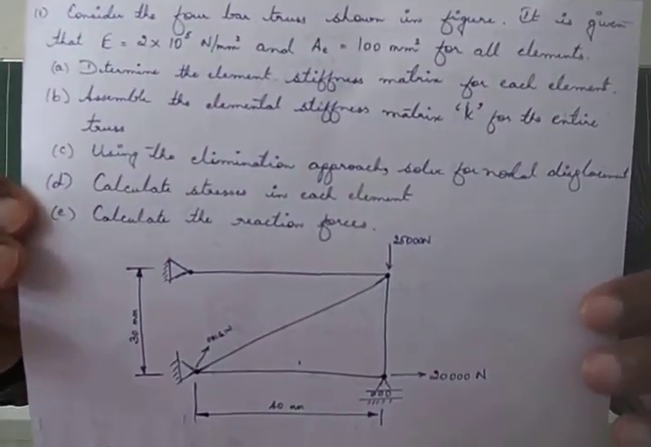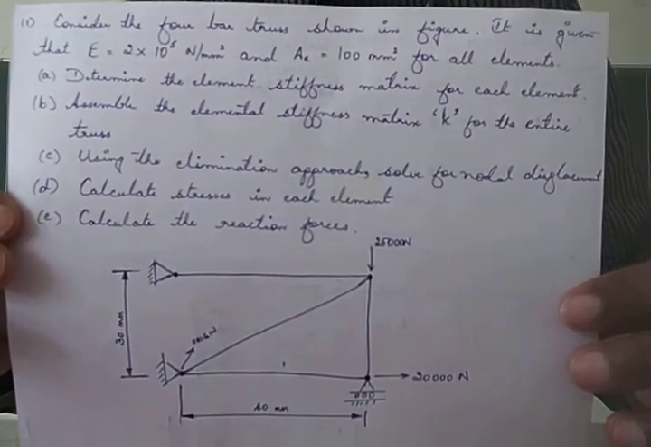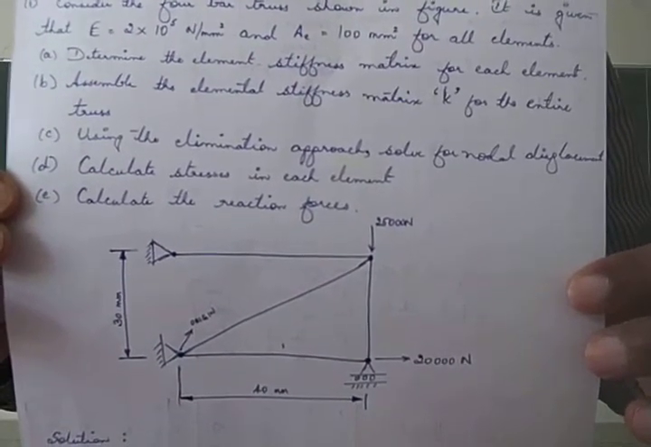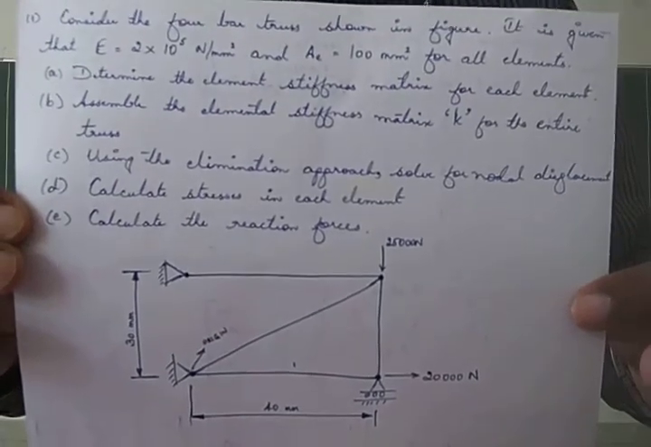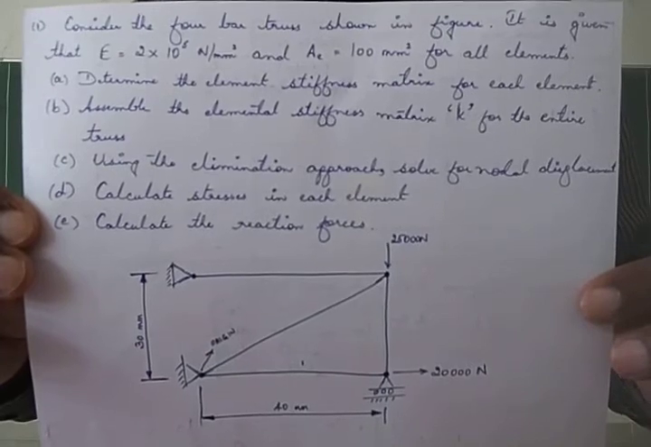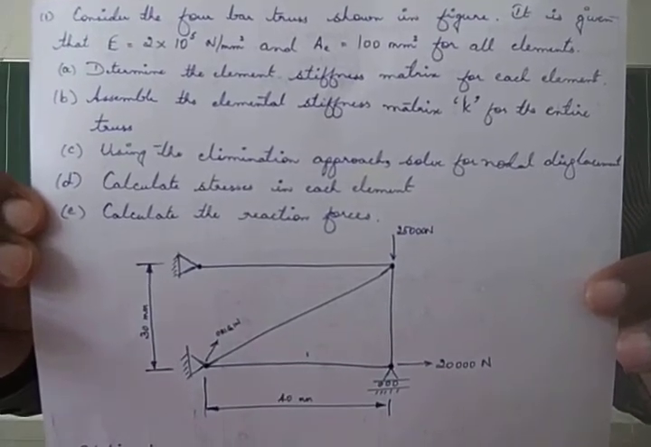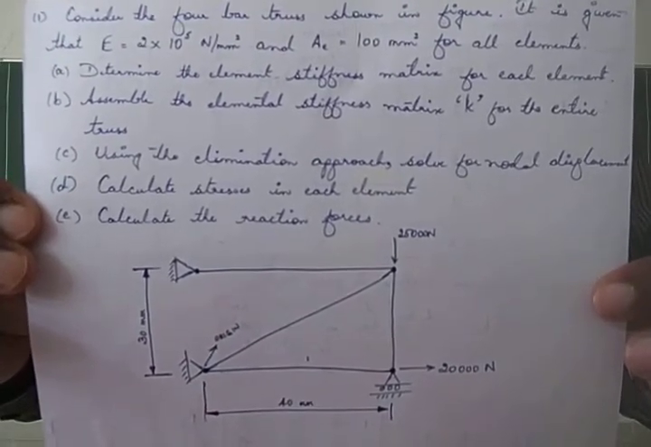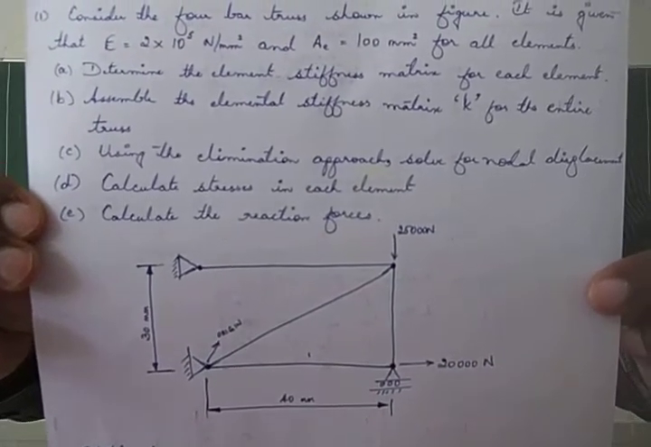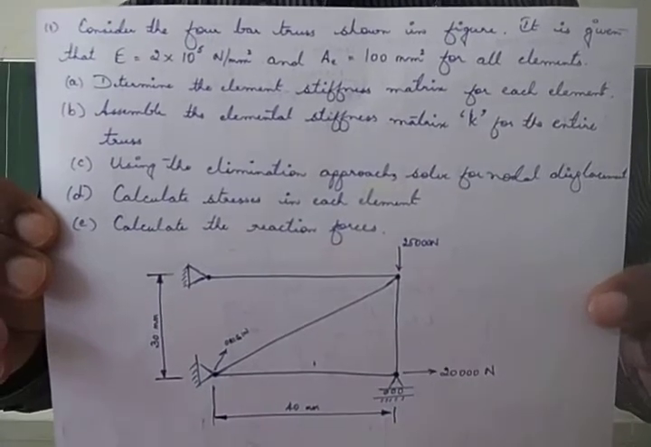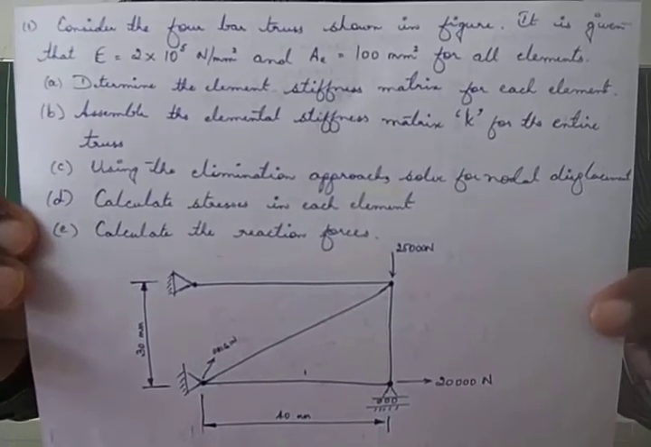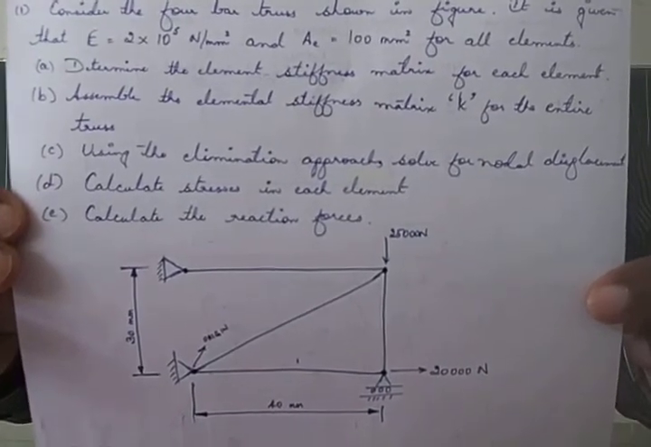Okay. So this is the question. This is a truss element comprising of 4 elements, and the cross sectional area is given as 100 millimeter square. The value of E is given as 2 into 10 to the power of 5 MPa or Newton per millimeter square. The displacement needs to be found, as well as we need to find the reaction at the supports.